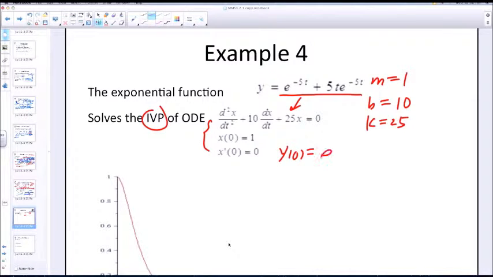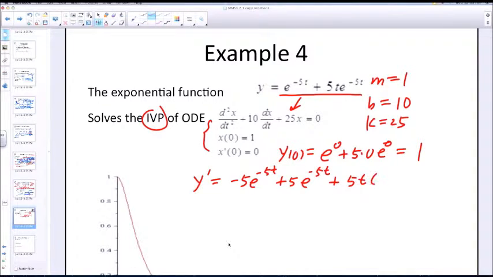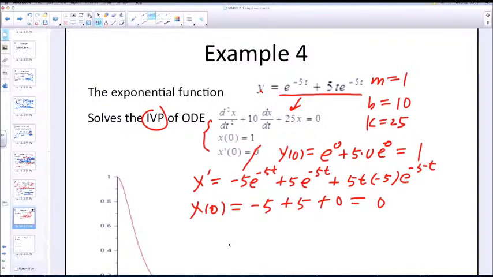y(0) equals e to the 0 plus 5 times 0 times e to the 0, which is 1. And you take the derivative, chain rule, product rule, and you look at the 0, oh, I call it x, I call it y. And you see it's negative 5 plus 5 plus 0 equals 0. We are good.